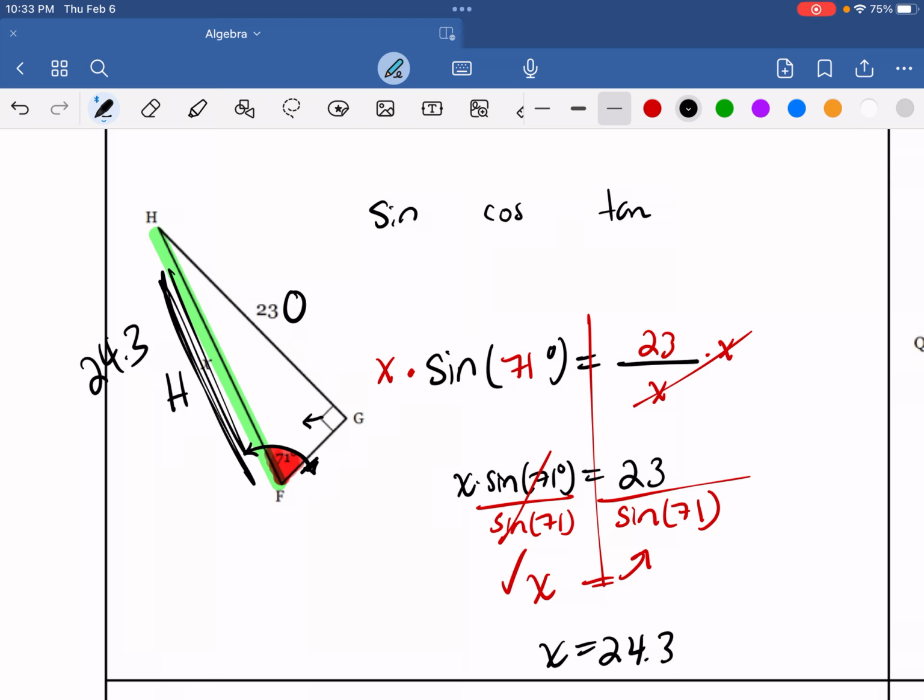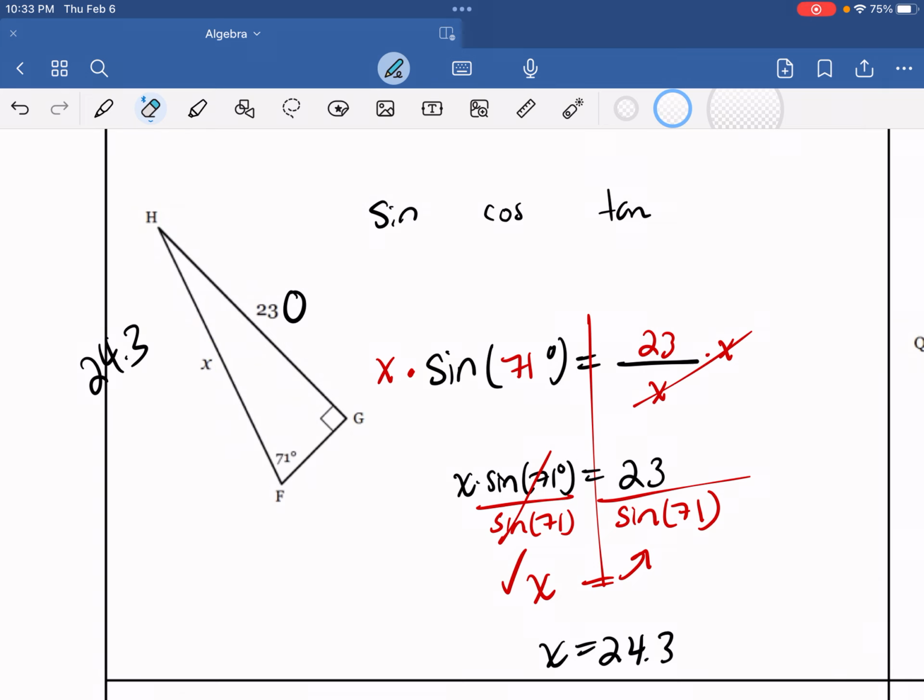Does it make sense? So let's think about the problem. Does this answer make sense? It should be the longest side. It is bigger than 23, so yeah, that makes sense. If I got like 20, no, that does not make sense because the hypotenuse is the biggest side. So there you go. Good.